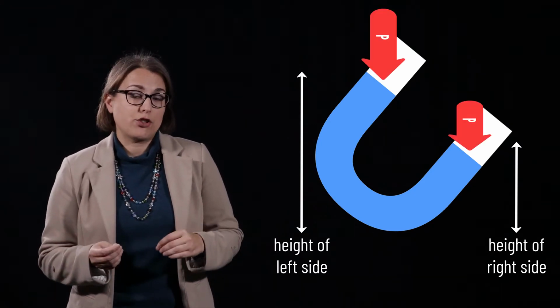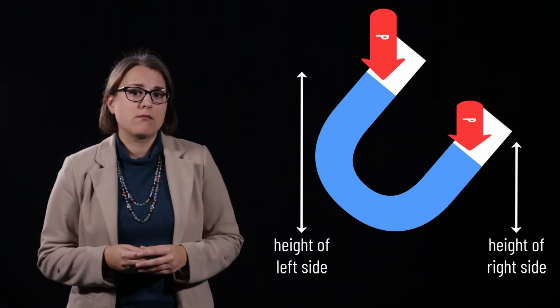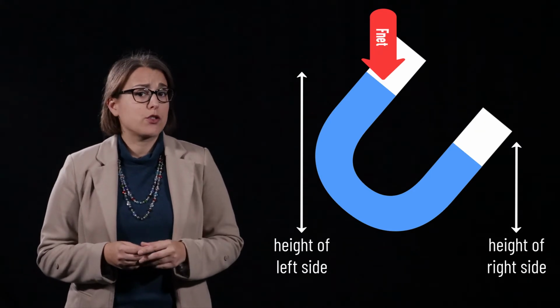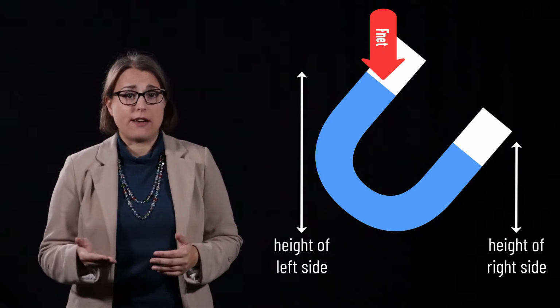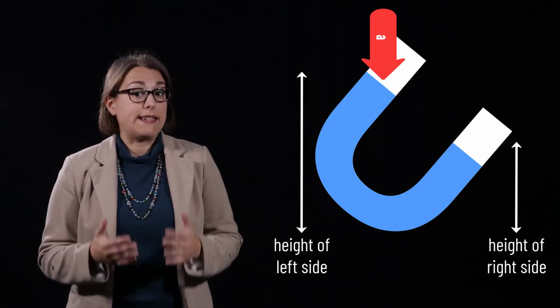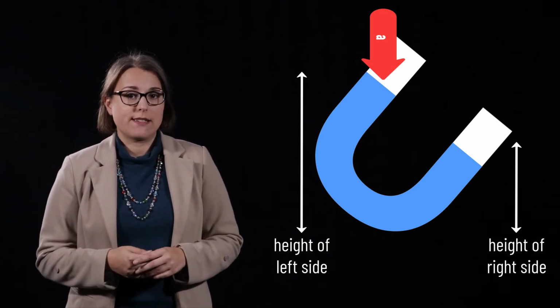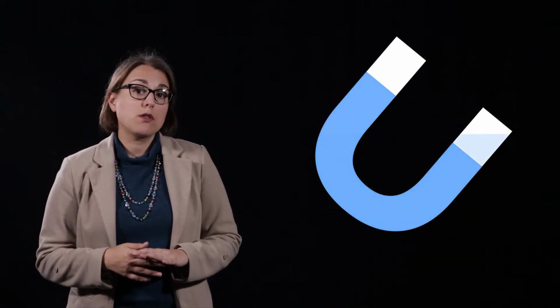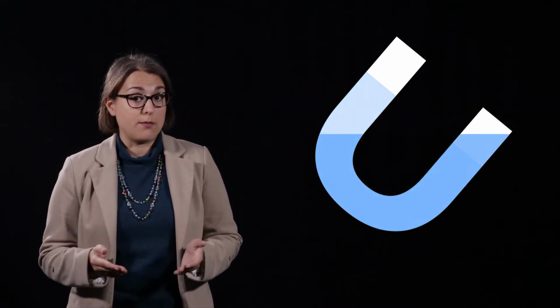This causes more pressure to be present on the left. If there's more pressure, there's going to be a net force between left and right side. Newton's laws tell us that when there's a net force, there will be an acceleration. The water will move until the height is equal on both sides, causing an equal amount of pressure and no net force.